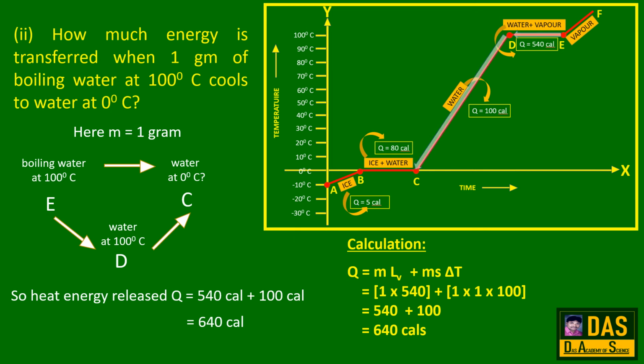That means the heat energy released when 1 gram of steam, that is boiling water at 100 degrees Celsius, cools to water at 0 degrees Celsius is 640 calories.